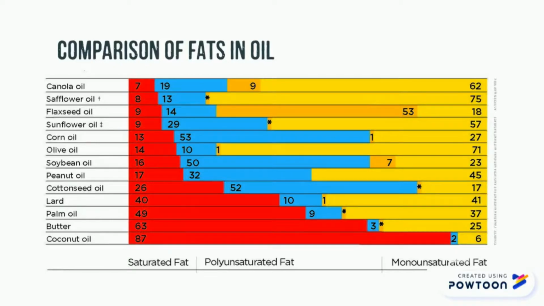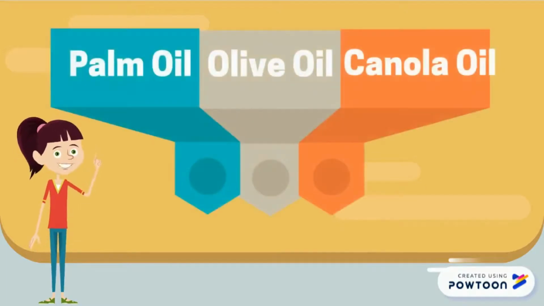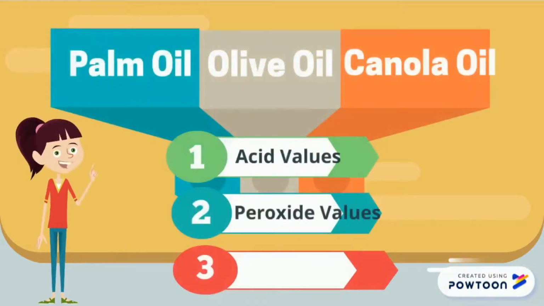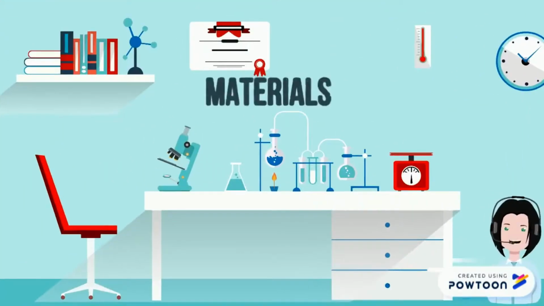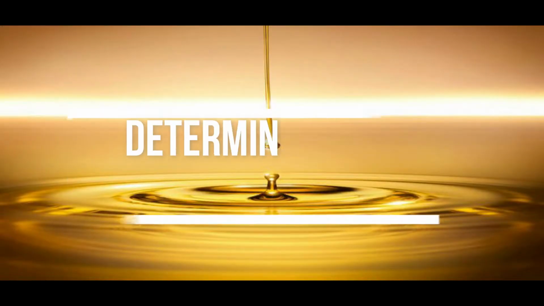In this experiment, we will be evaluating palm oil, olive oil, and canola oil on their acid value, peroxide value, and degree of saponification. The materials we will need in this experiment are acetic acid, ethanol, 0.1 normality sodium hydroxide solution, potassium iodide solution, phenolphthalein indicator, 20% sodium hydroxide, and 0.01 normality sodium thiosulfate solution.